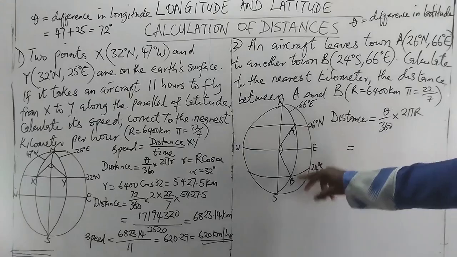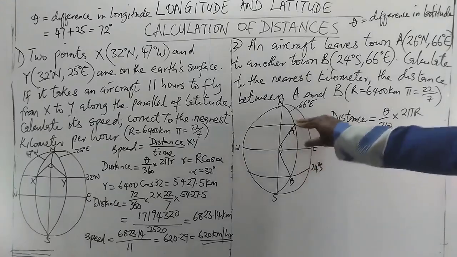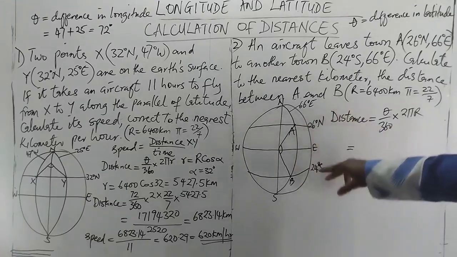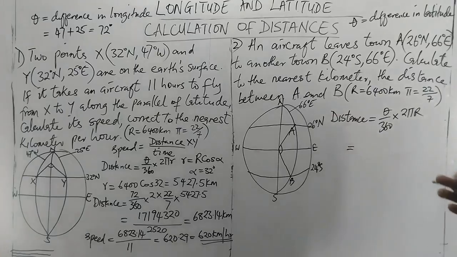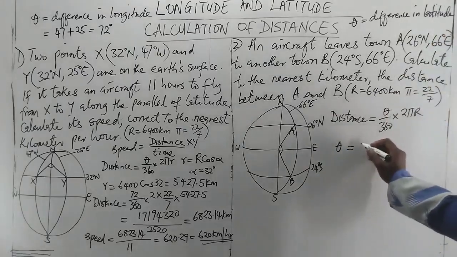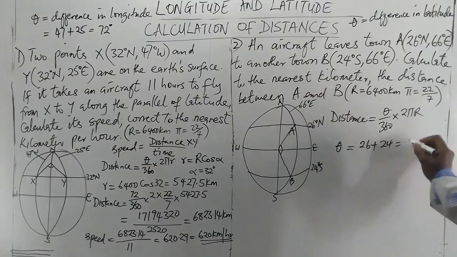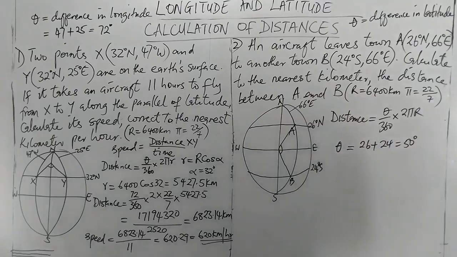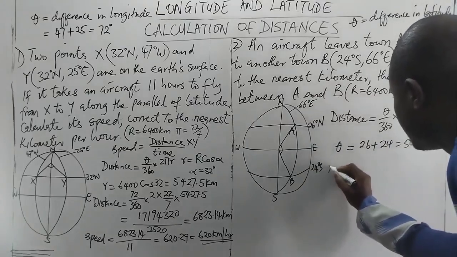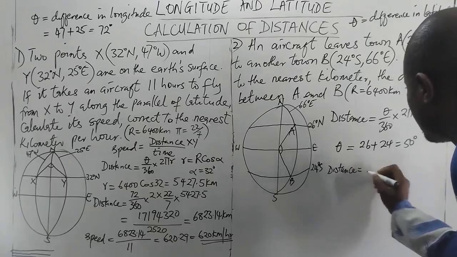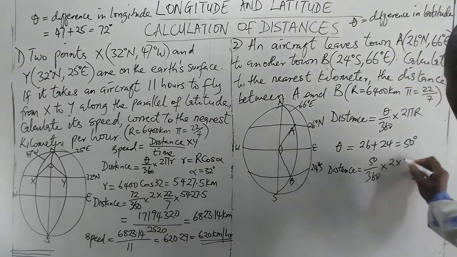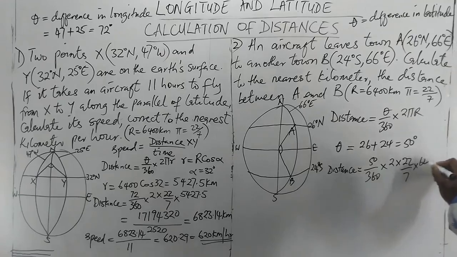If you look at the two lines of latitude, you discover that they are of different poles, 26 north, 24 south. So we are going to add them. So in finding the theta, which is difference in latitude, we'll add 26 plus 24, and that will give us 50 degrees. So the distance will now be 50 over 360 times 2 times 22 over 7 times 6,400.